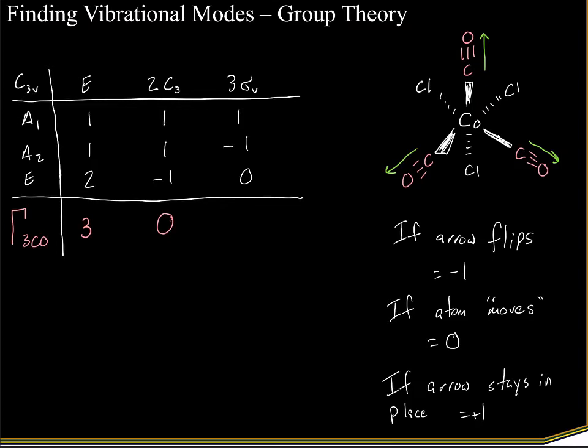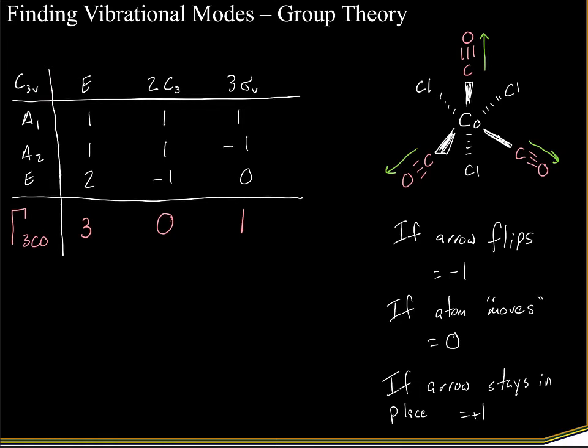When I look at my sigma V's, the sigma V's contain a single carbonyl inside that mirror plane. And so because of this, two of my arrows end up moving, and one of my arrows is contained within the sigma V. So that means that I'm going to give a 1 to my sigma V set here. So this reducible representation, this big gamma that I've derived, just describes the molecular motion of my carbonyls under this point group. It represents the different ways that these arrows, these vectors essentially, can interchange within this point group.